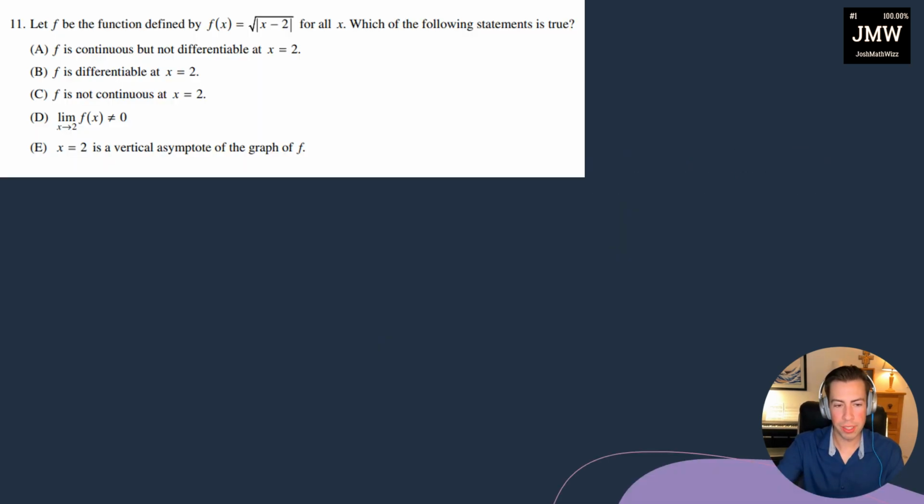Okay, question 11. So we have, let f be the function defined by f of x equals the square root of the absolute value of x minus 2 for all x. Which of the following statements is true? And then we have a bunch of these statements.